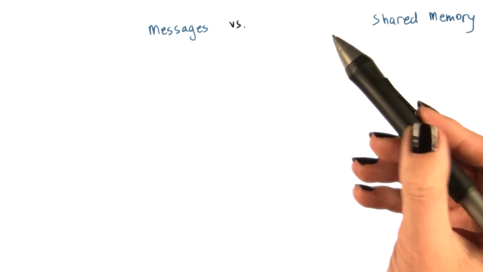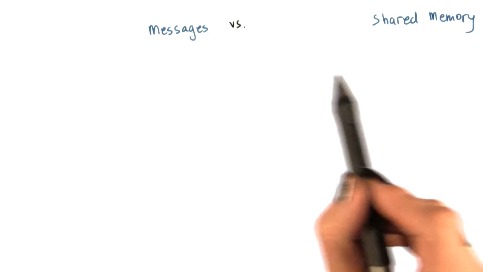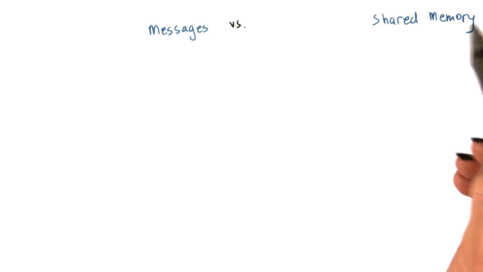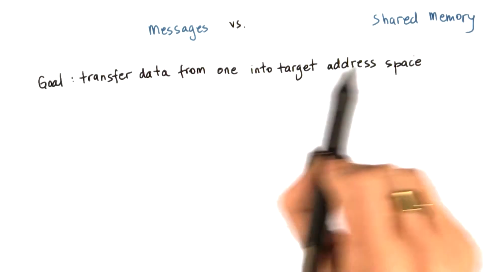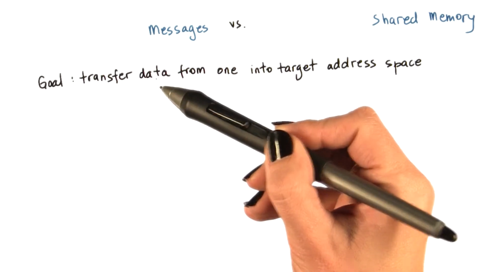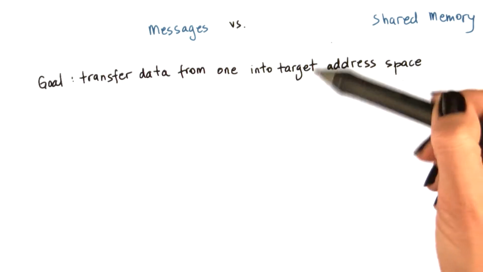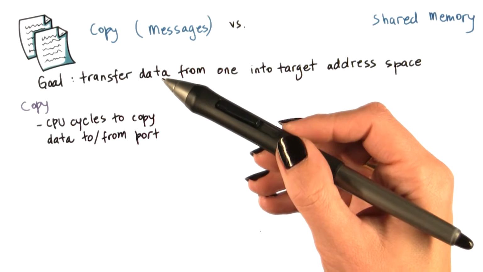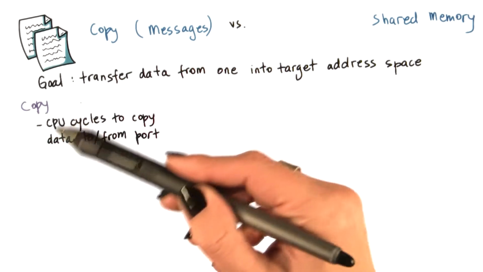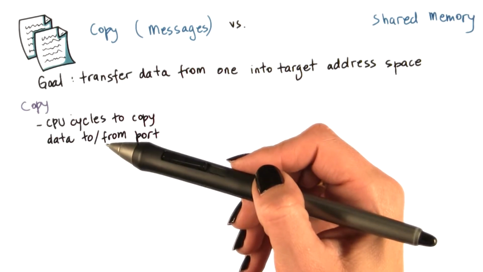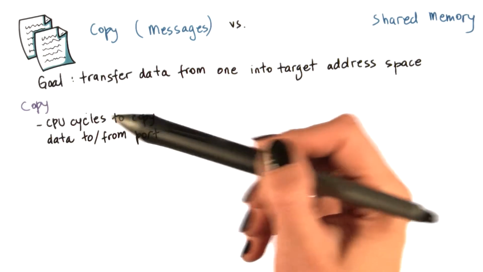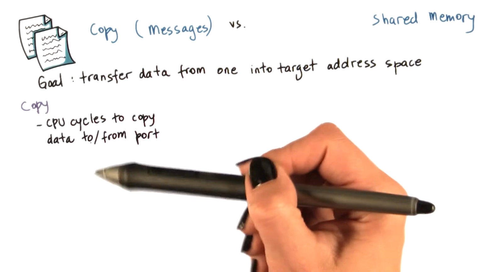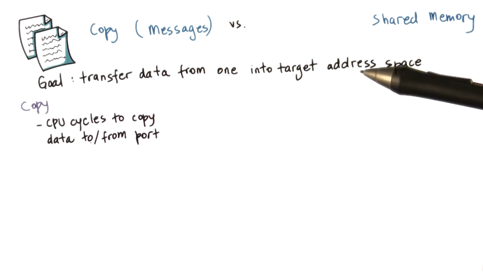Before I continue, I want to make one important comment to contrast the message-based and the shared memory-based approaches to IPC. The end result of both of these approaches is that some data is transferred from one address space into the target address space. In message passing, this requires that the CPU is involved in copying the data. This takes some number of CPU cycles to copy the data into the channel via the port, and then from the port and into the target address space.